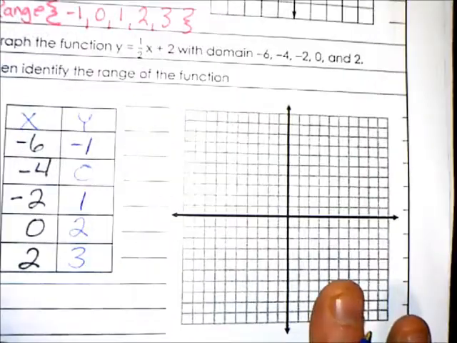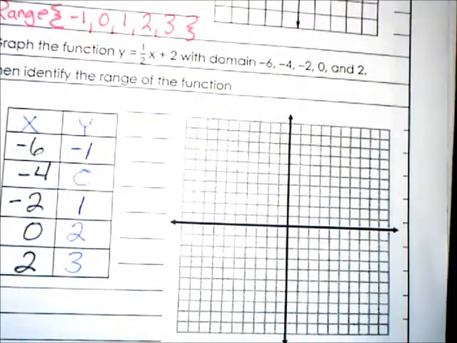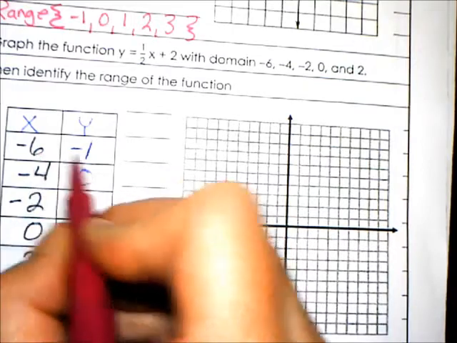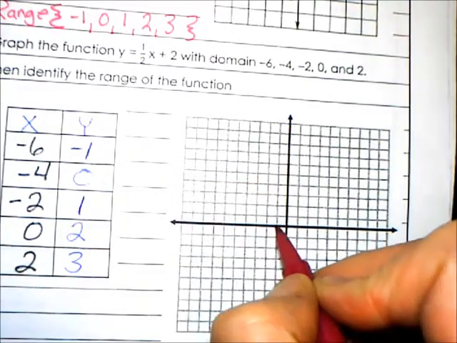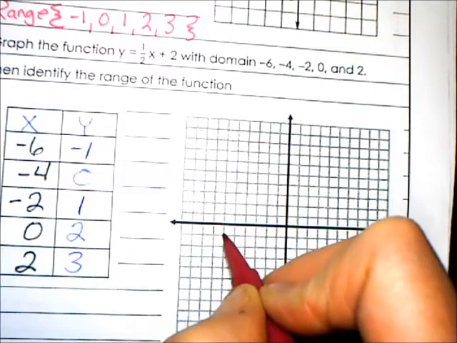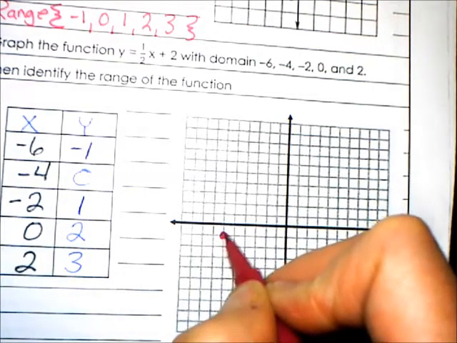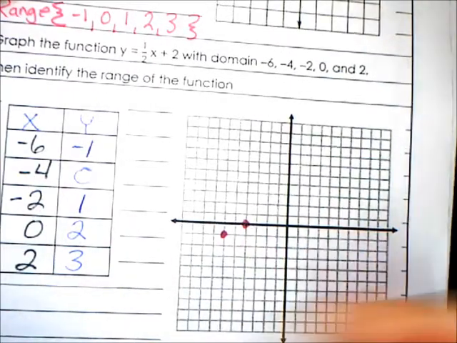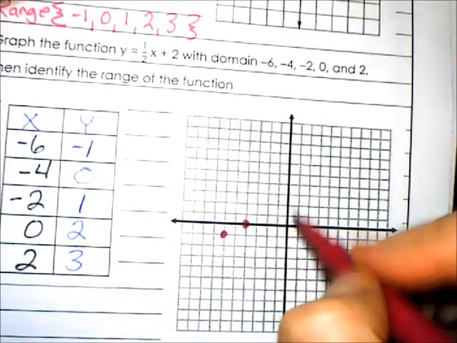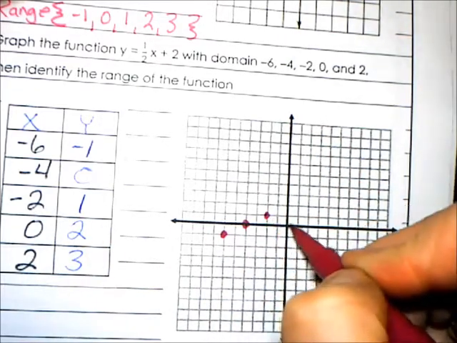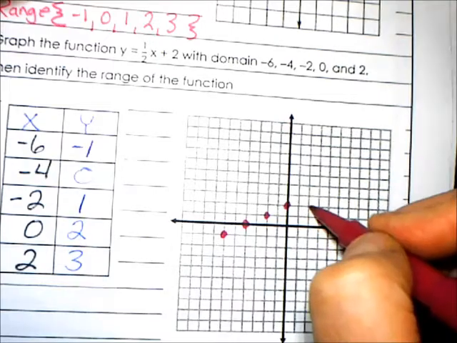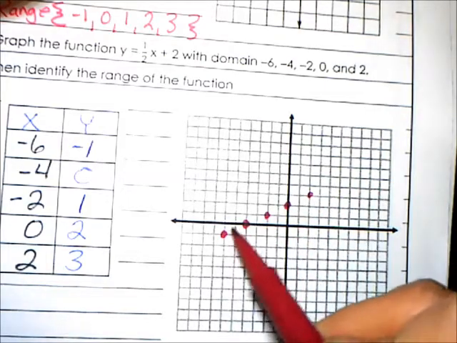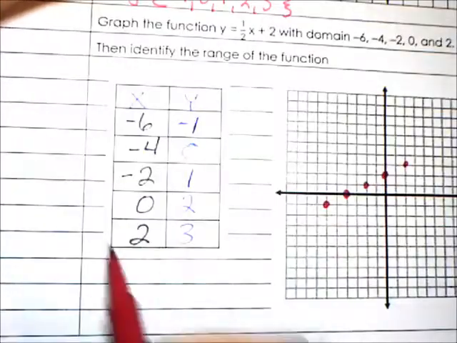Okay, so I'm going to go to my graph now. Here's my coordinates, -6, -1. Remember, this is your x direction, this is your y. So from this, I'm going to go to the left 5, 6, and down 1. And now I'm going to do -4, 0, -2, 1, 0, 2, and then 2, 3. They should kind of look like they're forming a line. If you have plotted them wrong, you'll see it, and I just want dots.